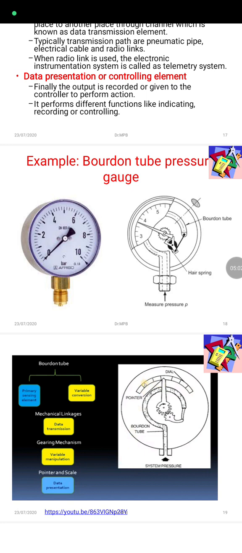This picture shows an example of the five functional blocks of a measurement system. Here the example is given as a Bourdon tube pressure gauge, which indicates the basic five elements of the functional blocks of a measurement system: primary sensing element, variable conversion element, data transmission element, variable manipulation element, and data presentation element.